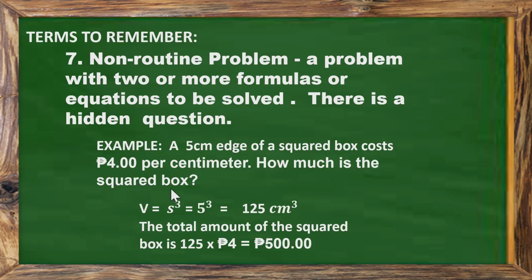Kung magkano yung box. Pero kailangan masagot muna yung volume ng squared box. So, ano po yung formula ng volume? Volume equals S cube. Equals 5 cube equals 125 cubic centimeter. So, kailangan masagot muna natin itong volume. So, yung volume times 4 pesos equals 500 pesos. Kasi po, ang volume natin is 125. So, times 4 pesos equals 500 pesos. So, nasagot po yung total amount of the squared box kasi nasagot yung hidden question which is the volume of the box.